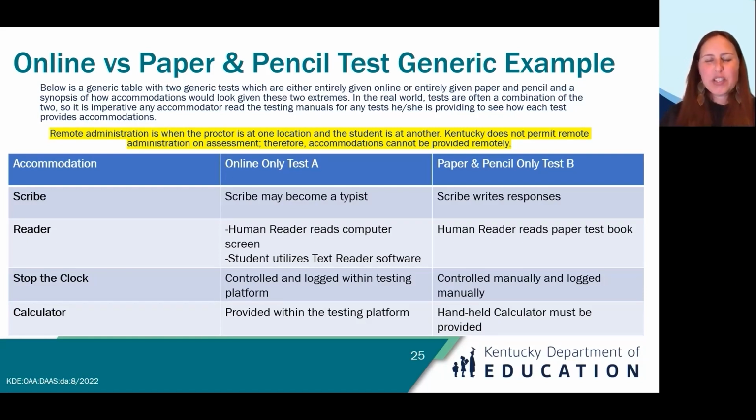This is also an extreme example of a test only given in one medium or another. Often, tests, much like the state KSA test, are provided in multiple formats that include both online and paper and pencil versions. That is why it is imperative that you read the literature regarding how to provide accommodations for each and every test you provide accommodations for.